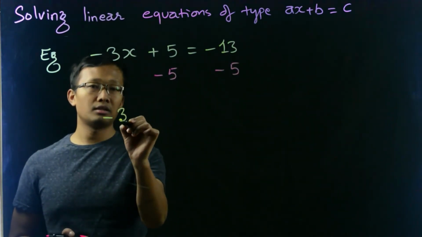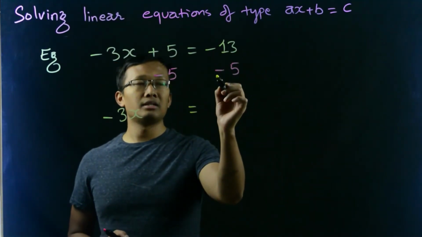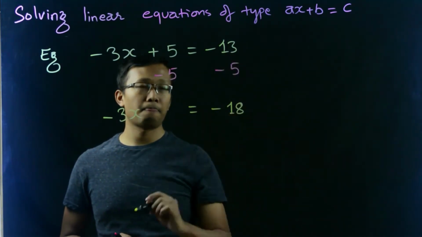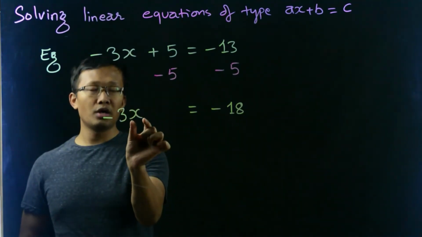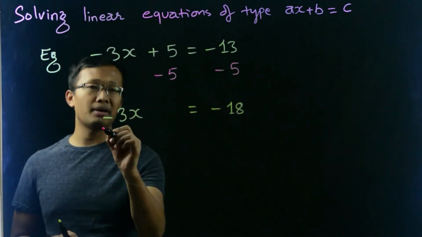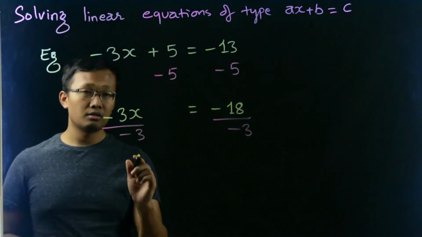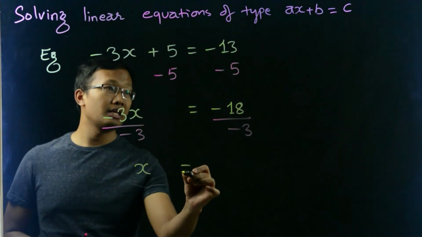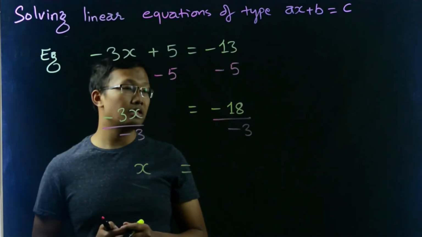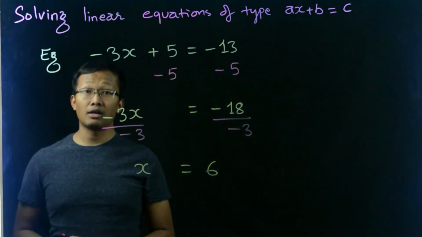Negative 3x, 5 minus 5, they cancel out. Negative 13 and negative 5, when we add them, we get negative 18. We want to make x all alone by itself on the left hand side, so let us divide both sides by negative 3. You can see that negative 3 times 1 is negative 3, so that is x on the left hand side, and on the right hand side we have negative and negative, they cancel out each other. Negative times negative is positive. 3 times 6 is 18. So x = 6 is our solution.